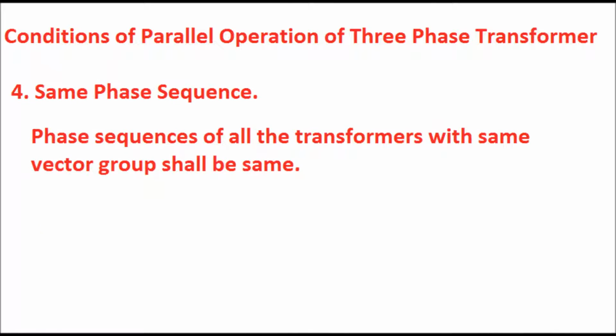Number four is the same phase sequence. The phase sequence of all the transformers which are to be paralleled must be the same for the same vector group of the transformer.